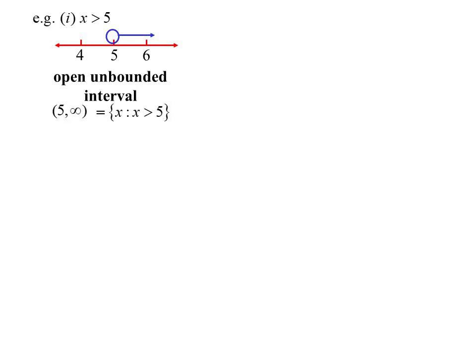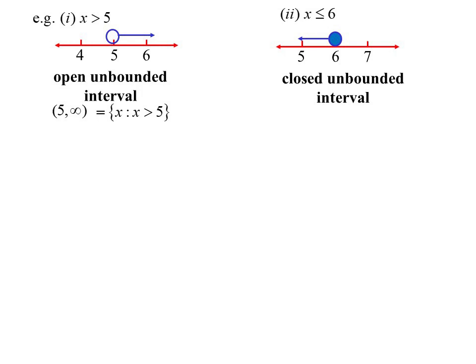That's how we would put it in the bracket notation. 5, but it's going off to infinity. And another way, if it was a domain we were writing down, we could write it like this. x, the colon basically means such that. So x such that these x's are greater than 5. Less than or equal to 6, the only difference is we colour it in to indicate it is included. So that's a closed unbounded interval. That's how we'd write that one.